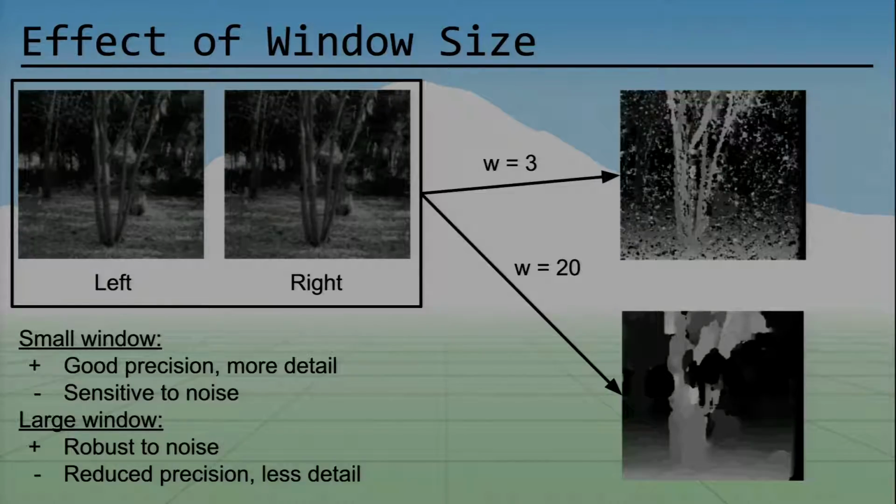On the other side, large windows are much more robust to noise because they're bigger, so they give you a better perspective on what the feature you're looking at is, but they also give you a lot less precision, so a lot less detail. Here you can see this is the difference. With a small window, it's very noisy, but if you look at these trees, you get a much better layout of what the trees look like, without the noise, of course. Here you have much less noise, but then again, the trees are much more blobby.